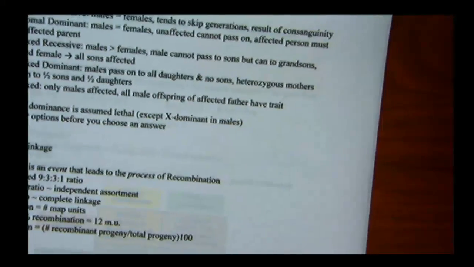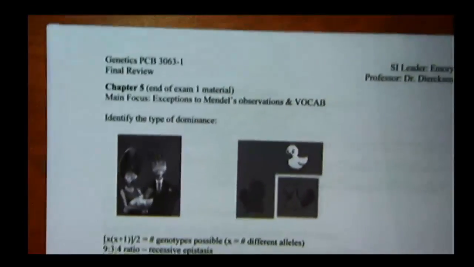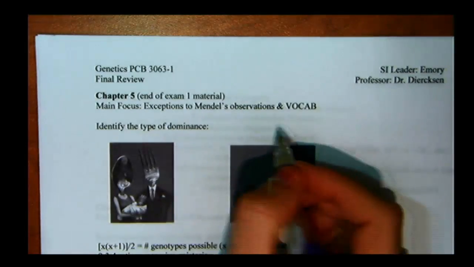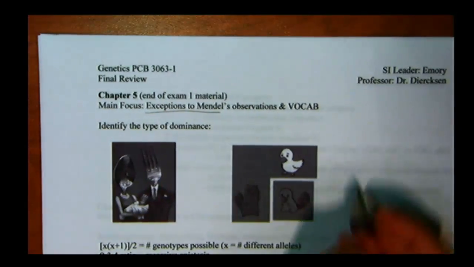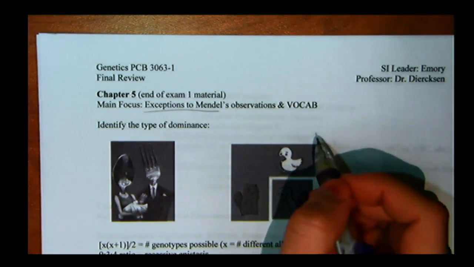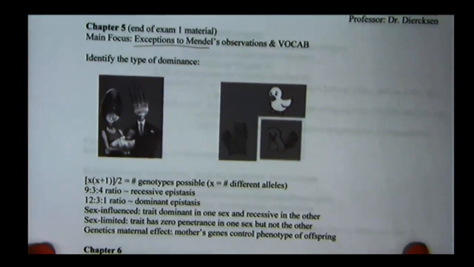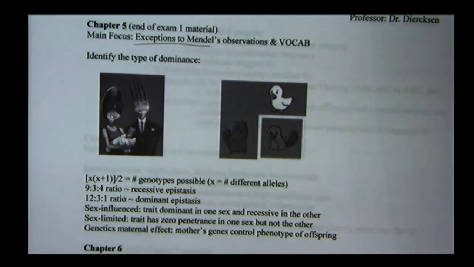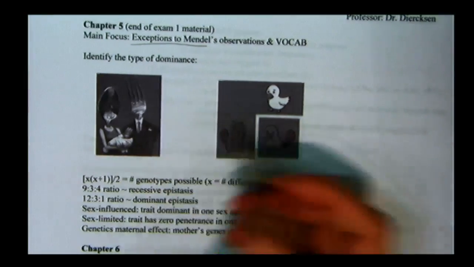Okay, and here's chapter 5 material. The main focus here will be all of those exceptions to the observations. Chapter 5, pretty much just vocab. And so here's kind of an example type of problem to help you maybe remember, because it can get confusing. You have incomplete dominance and codominance.